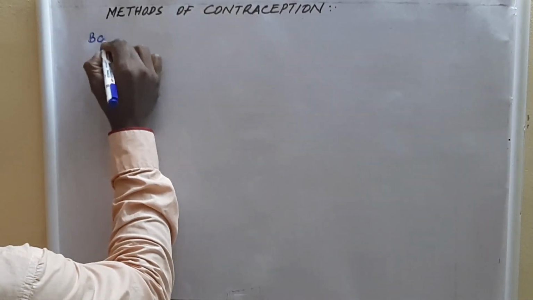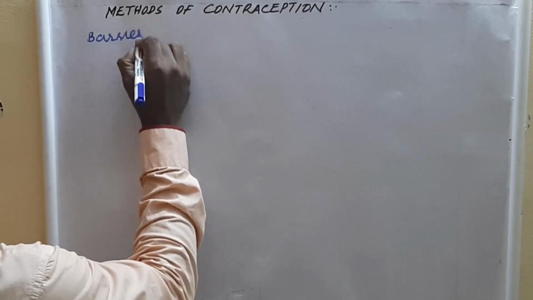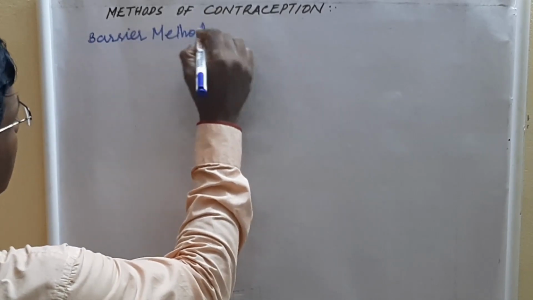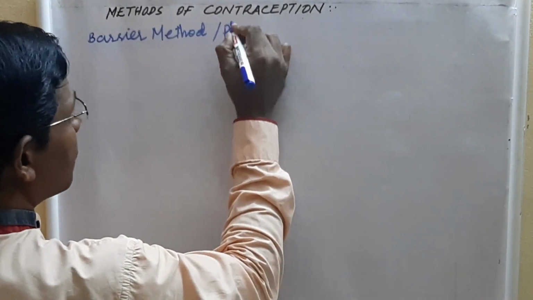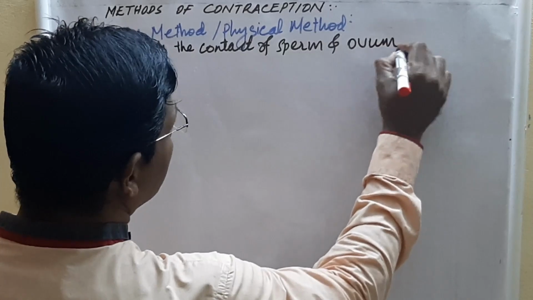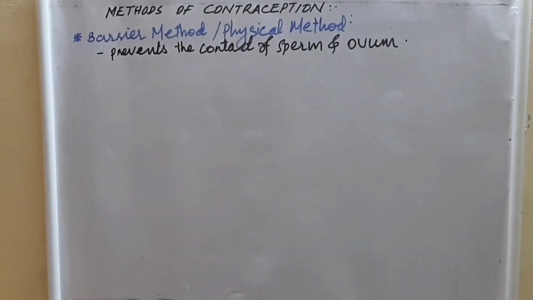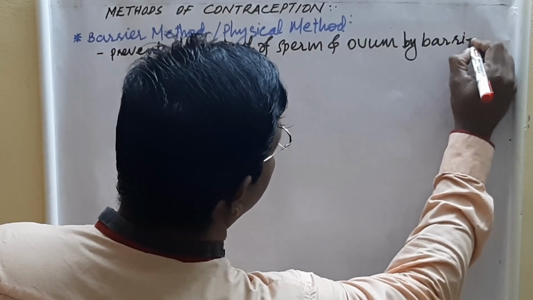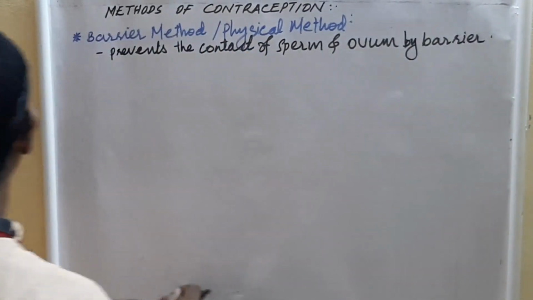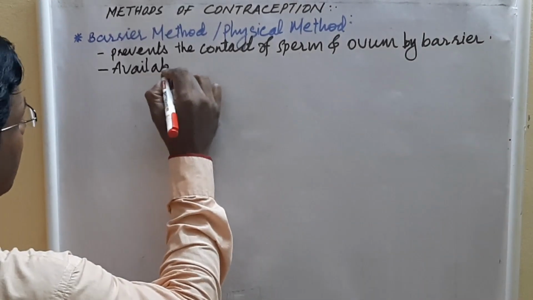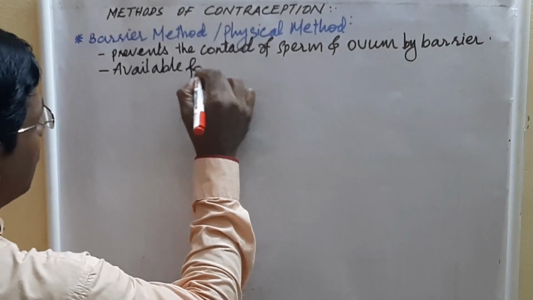Coming to the next, the artificial methods of contraception. First, let us discuss the barrier method, physical method or barrier method. This method prevents the contact of ovum and sperm, as a barrier is made. This will prevent the meeting of the gametes, thereby preventing fertilization and conception. It is available for both male and female.